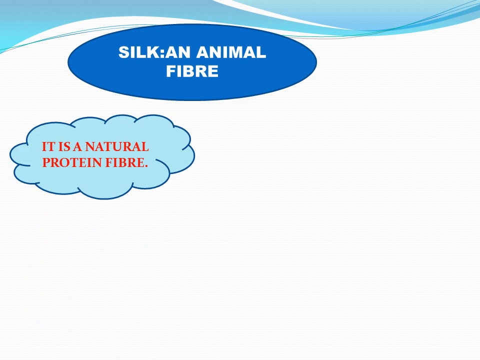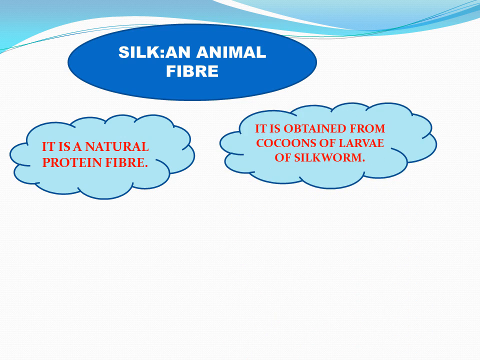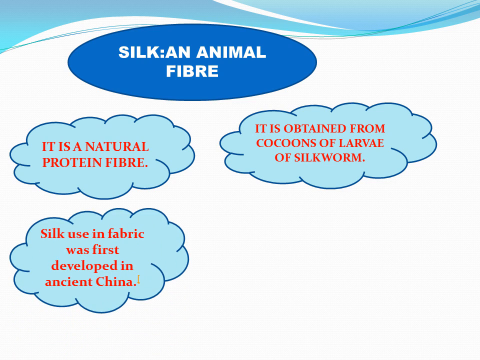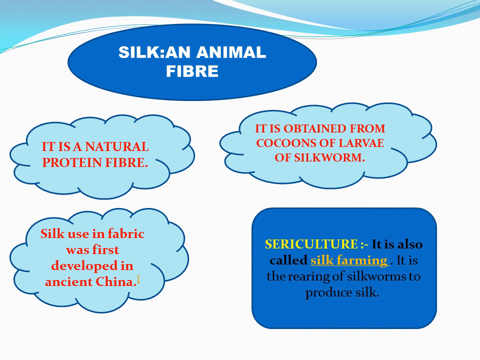Silk is a natural protein fiber. The fibers which we obtain from animals are usually protein fibers because they are made up of proteins. Silk is obtained from the cocoons of the larva of the silkworm. Silk, which we use as a fabric, was first developed by China. China was the first country to develop silk as well as the silk route.